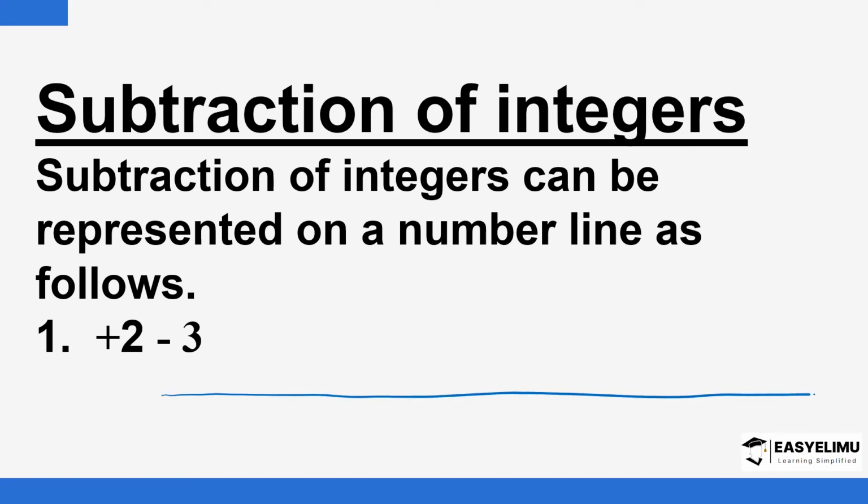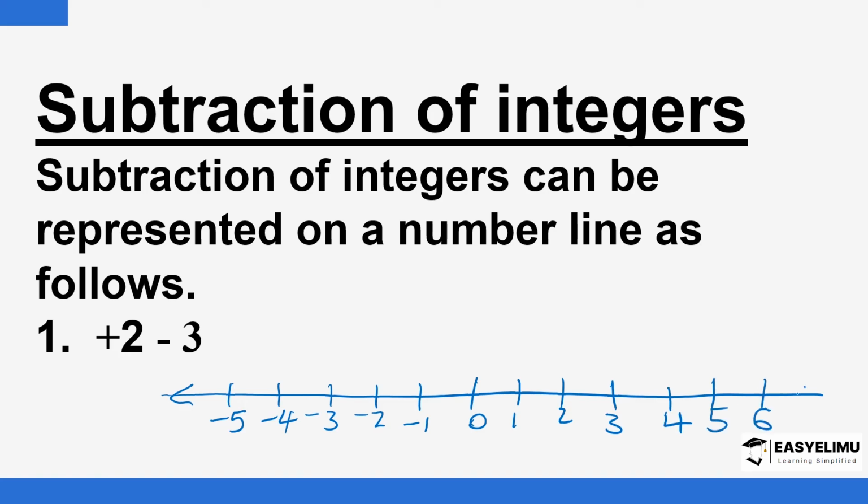So let me draw it down here. So you have 0 here. After indicating the 0, it's important that you have both numbers in the operation captured, 2 and -3. So we have -1, -2, -3, -4, -5. You can see -3 is already here. Then again 2 must be captured as well. So 1, 2, 3, 4, 5, 6.